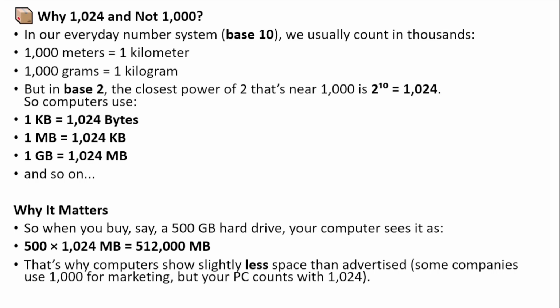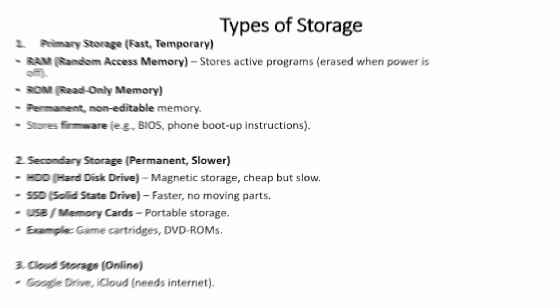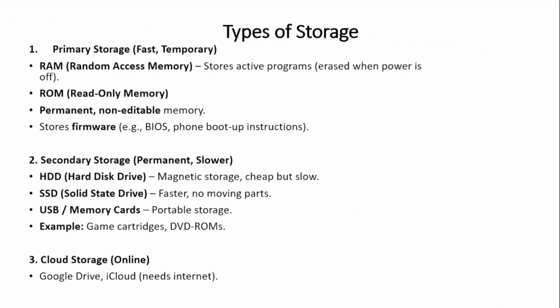Now, there are some companies that count in 1000 when they are advertising their product. They'll tell you the hard drive is 500 gig or 50 gig, like that. But that is not how the computer counts it, and that is why sometimes you get slightly less space than the one the company is advertising, because your computer counts in 1024 instead of 1000.